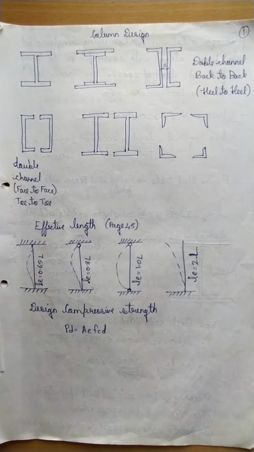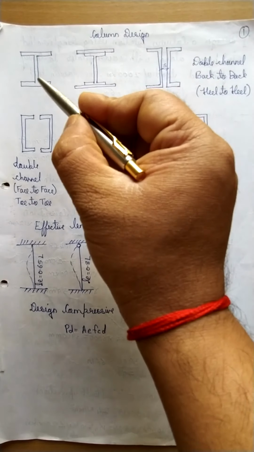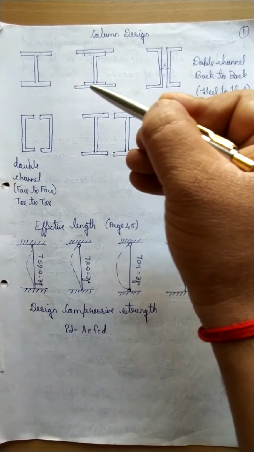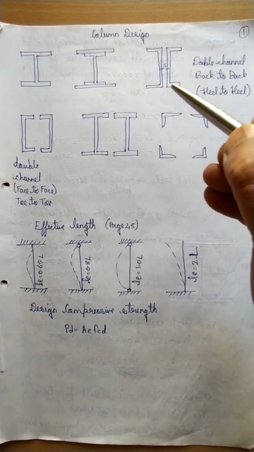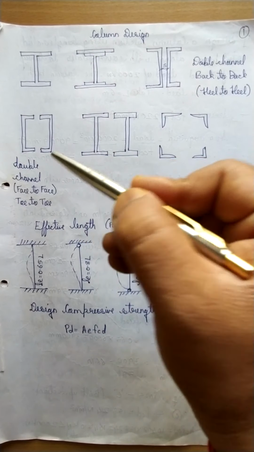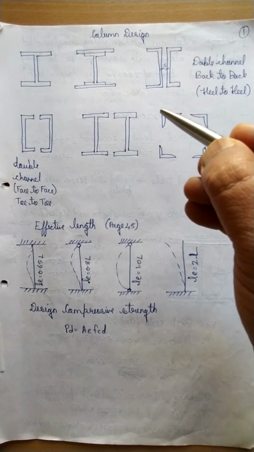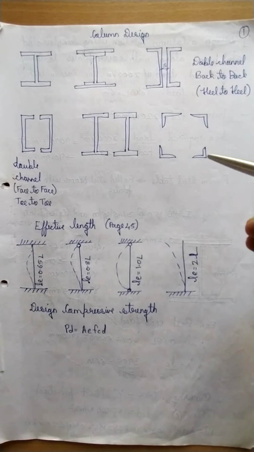There are various forms of columns and various sections can be taken for building a column. It may be an I section, an I section with cover plates, two channels back to back, or two channels face to face, or double I section, or we can also use four angles placed like this. We can also use four angles to make a star type pattern. So we can use n number of members to build a column. If you are using more than one section, it becomes a built up column.